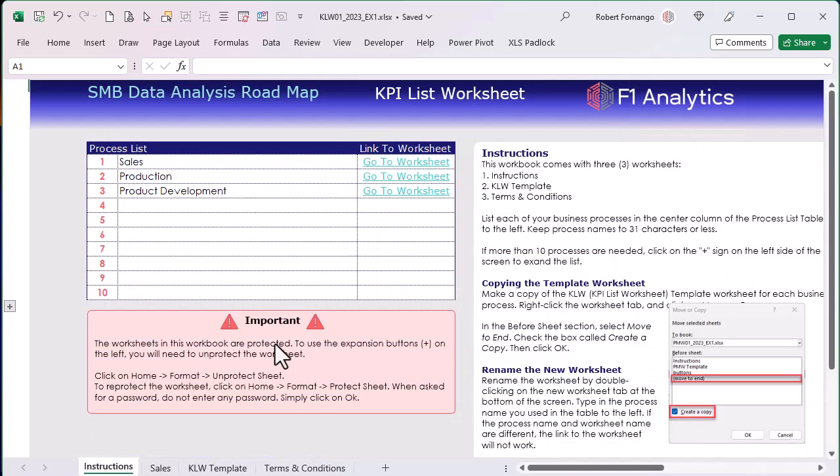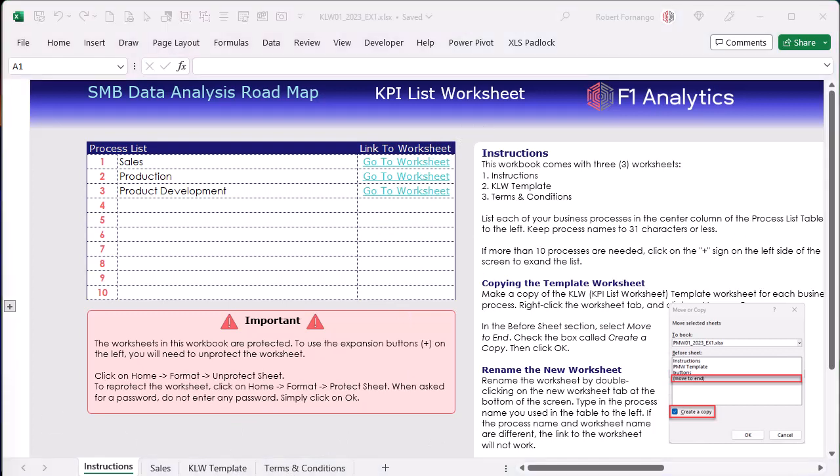this worksheet link, it'll go to that worksheet, and then you can click on the instructions link to get back to the instructions if you need. Okay, great. I'll let you go ahead and create the processes that you need to for your own worksheets. And we'll go ahead and move into looking at developing the KPI list for some of these processes.